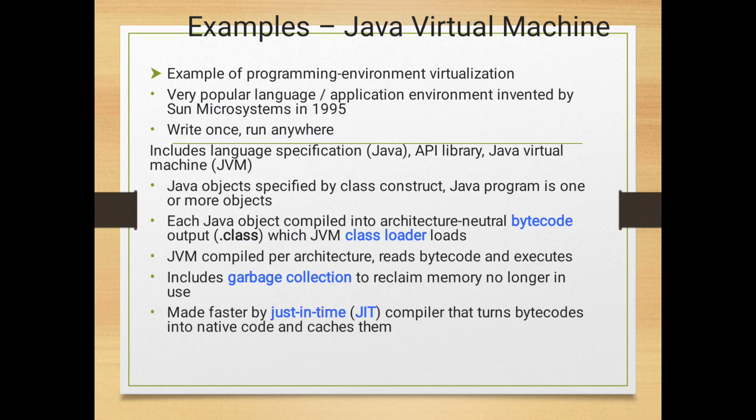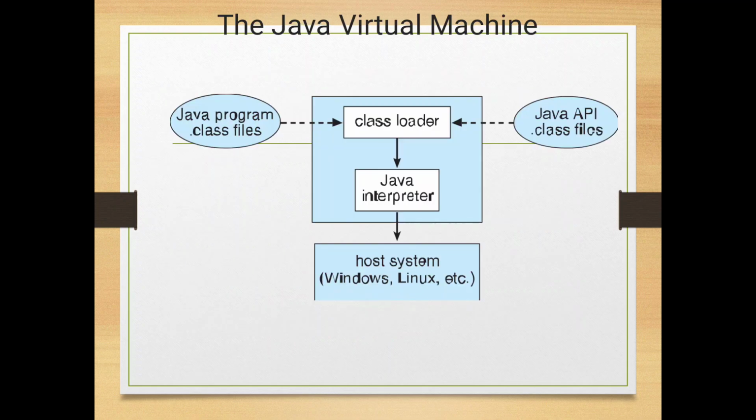It includes garbage collection to reclaim memory no longer in use, and it is made faster by a just-in-time compiler that turns bytecodes into native code and caches them. This is the architecture, a diagrammatic view of the Java virtual machine. Many class files are available, because in Java every program is written in the form of class files.